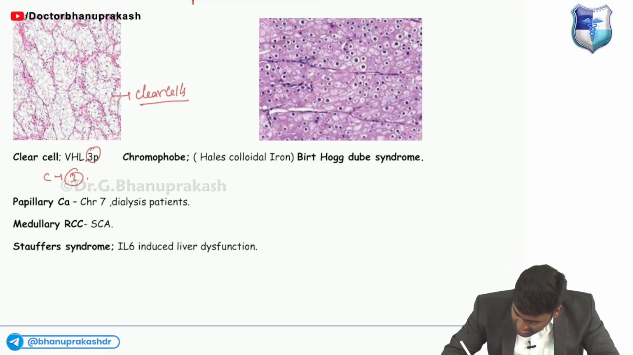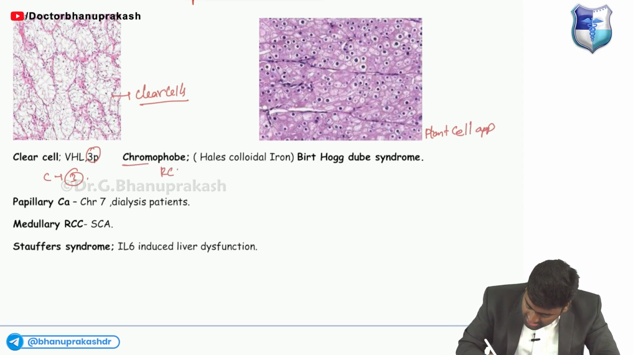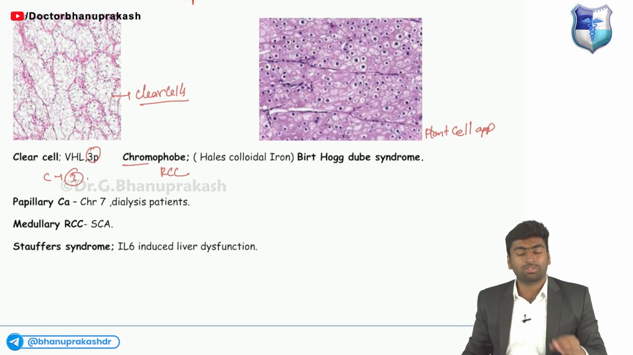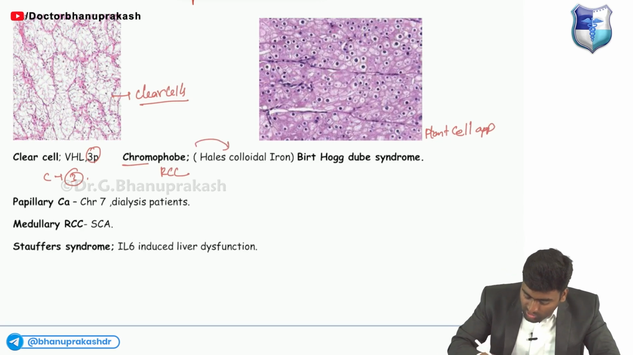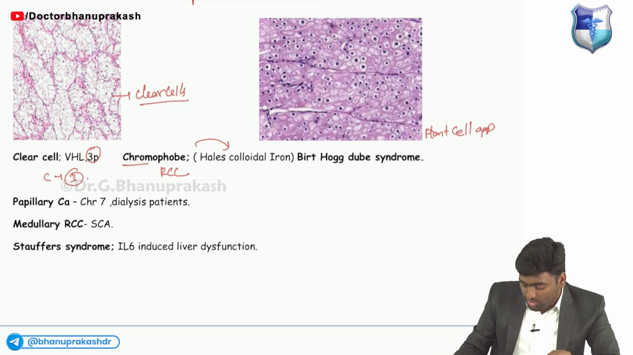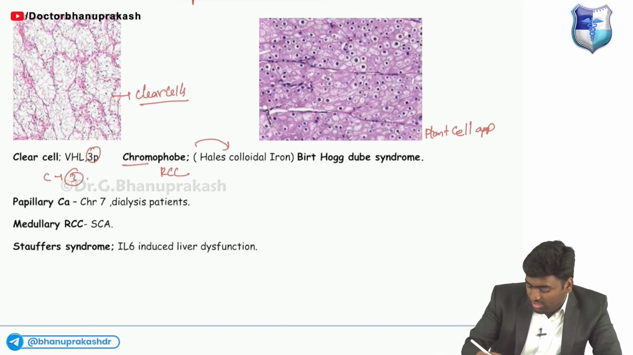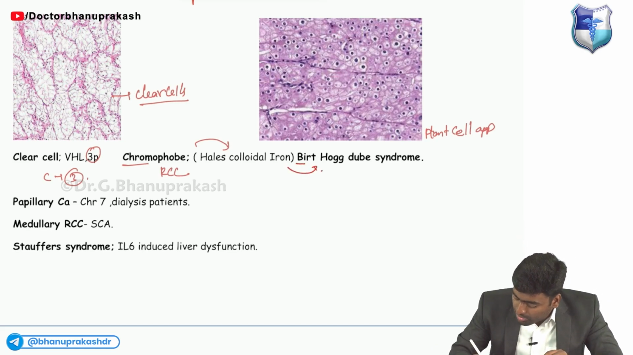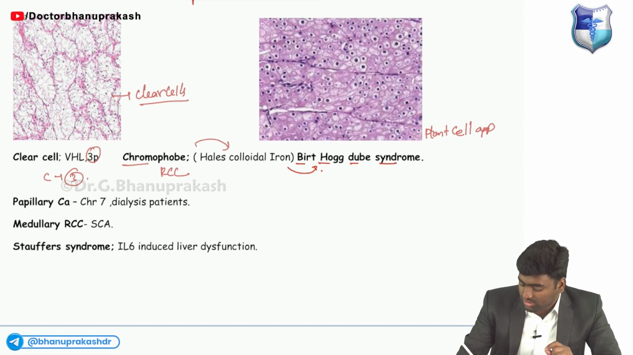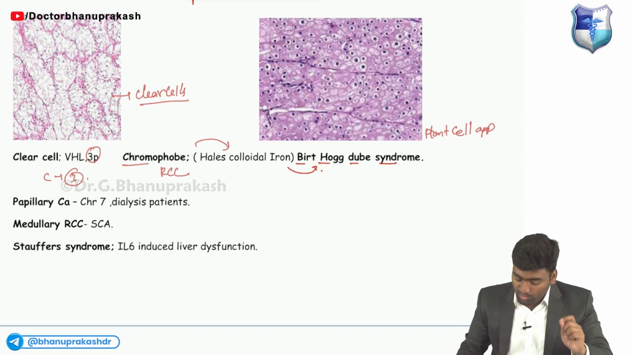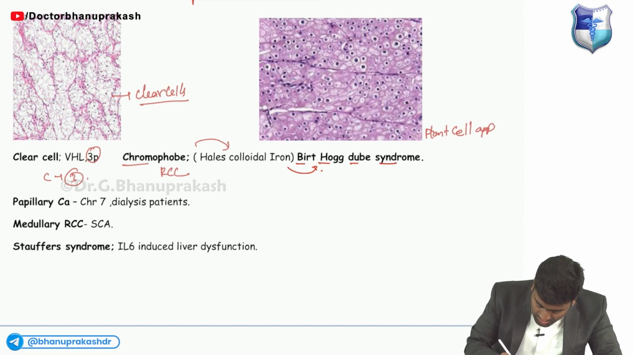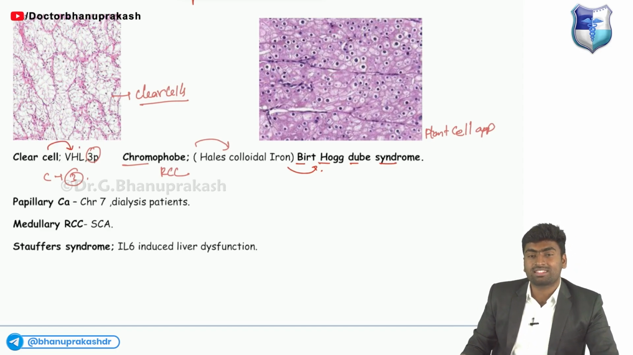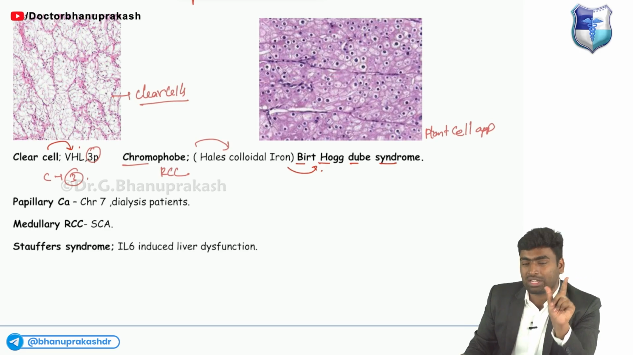And next, if you are able to see this type of plant cell appearance, it will be seen in a case of chromophobe RCC. And in the case of chromophobe RCC, we will use a stain which is known as Hale's colloidal iron stain. Yeah, guys, Hale's colloidal iron stain. And there is one more syndrome which is known as Birt-Hogg-Dube syndrome. Birt-Hogg-Dube syndrome will be seen in a case of chromophobe RCC. And as I told you, clear cell RCC will have clear cells and there will be an association with von Hippel-Lindau syndrome, VHL.